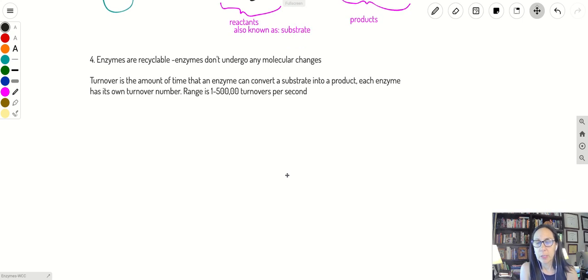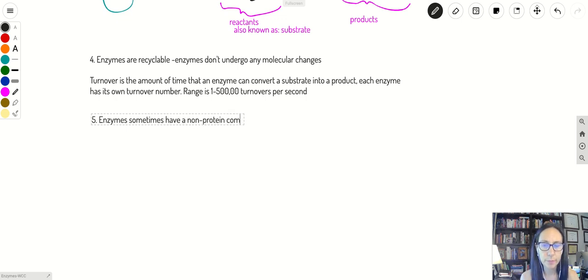Okay, so the next thing in our list is that enzymes, like I said, are made of protein. However, some enzymes have a non-protein component. So enzymes sometimes have a non-protein part, or component. And so those non-protein parts are what we call cofactors. So the non-protein part is called either a cofactor or a coenzyme.